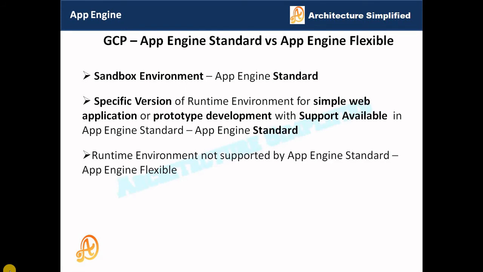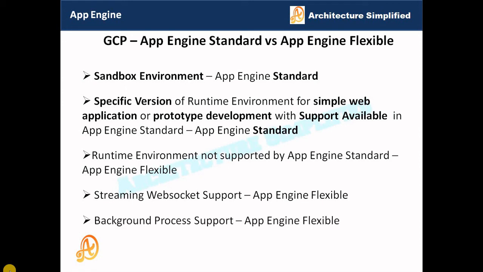If your runtime is not supported by App Engine standard, then yes, you will be going for App Engine flexible, as we discussed that you can customize the runtime environment needed for your application. This is a very important point: you can use App Engine flexible to get WebSocket support. If your application needs streaming WebSocket support, in that case App Engine flexible is the option, because this is not supported by App Engine standard environment. So for WebSocket, you should go for App Engine flexible environment.